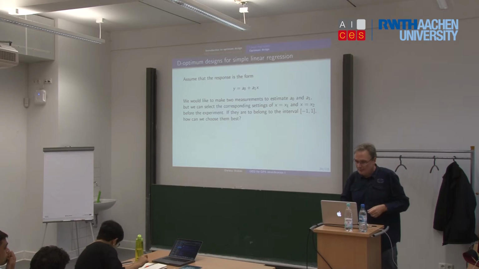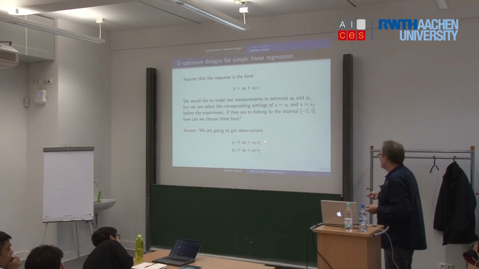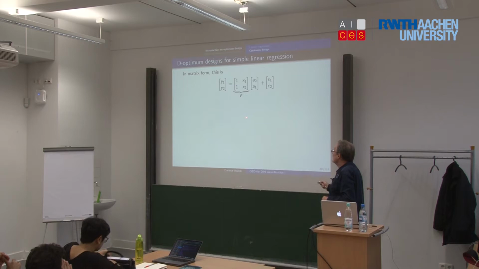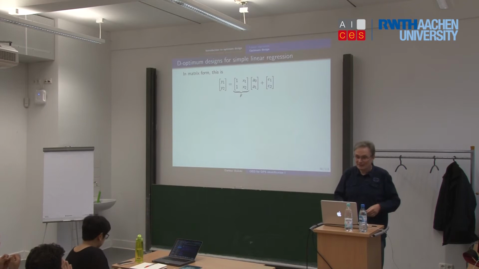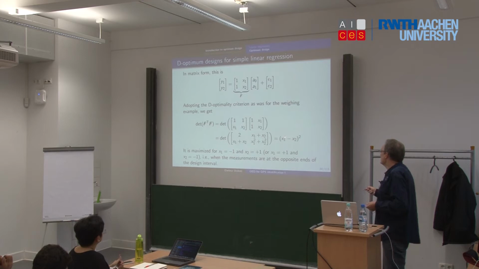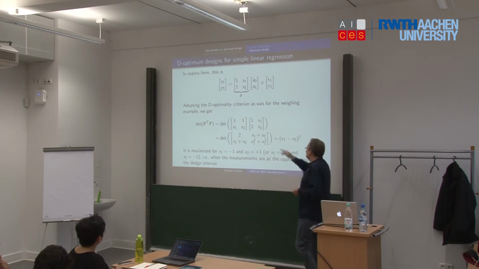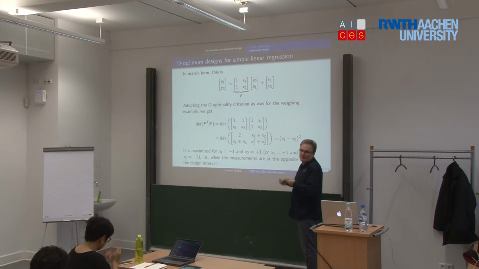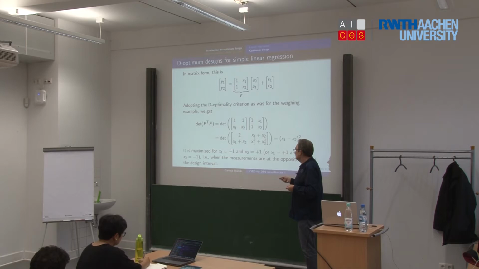And what are the best settings? So our observations have this form. And in matrix form, this can be written like this. And the matrix capital F can be seen here. We can write the determinant of the information matrix, it is based on capital F, in the following form. After some very simple algebra, you get the following form. So if this determinant is to be maximized, this means that this expression should be maximum. This means that we should take the values of the regressor which are at the extreme points of the design interval. One setting would be minus 1, and the other setting would be 1.